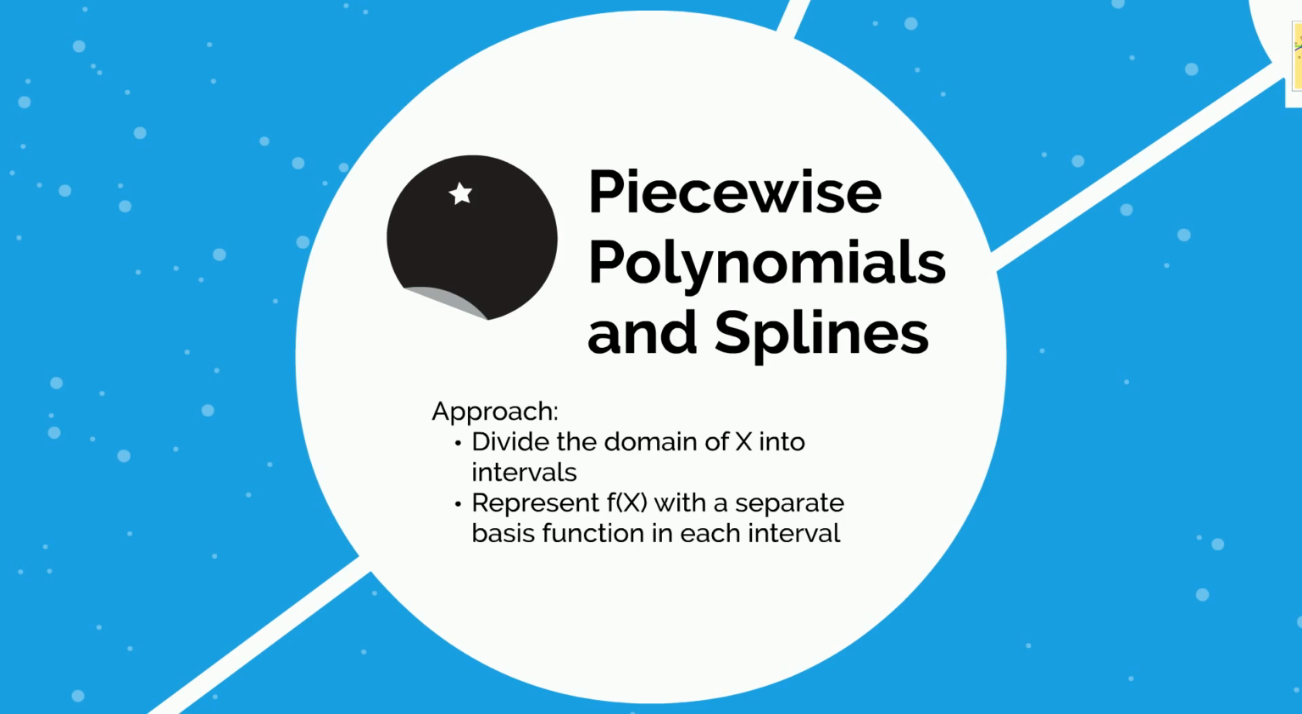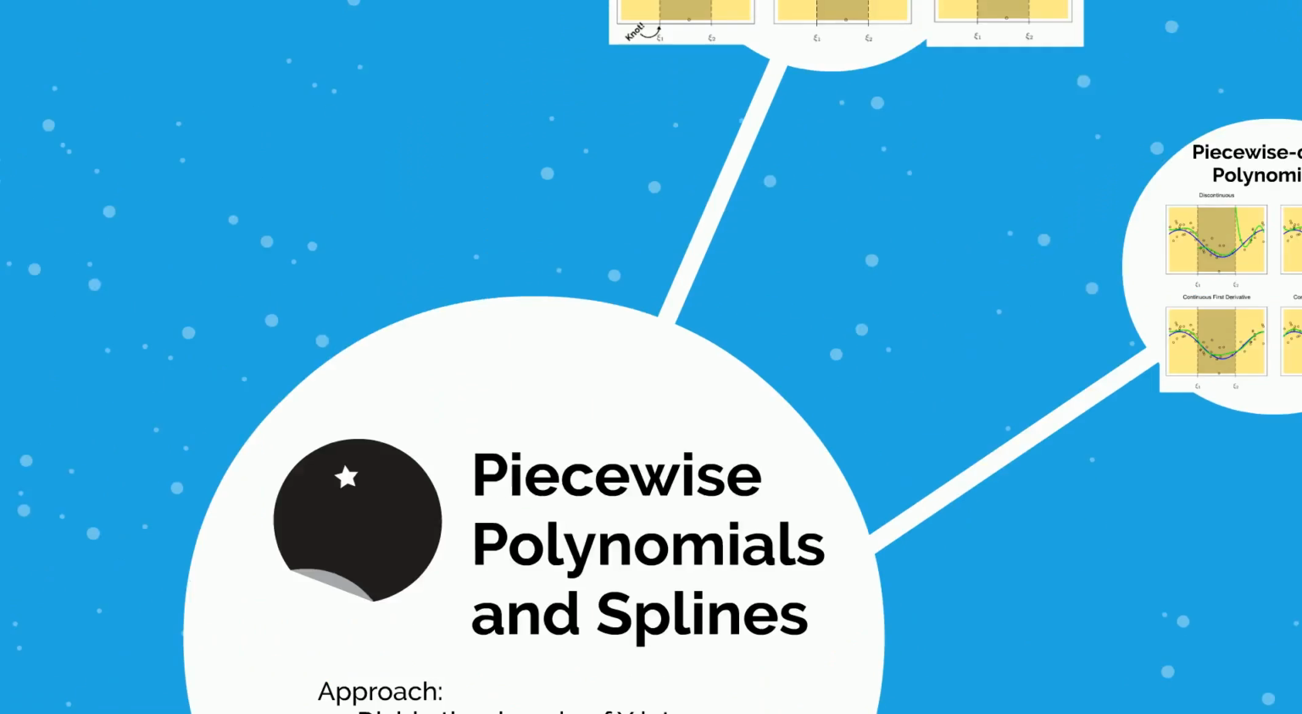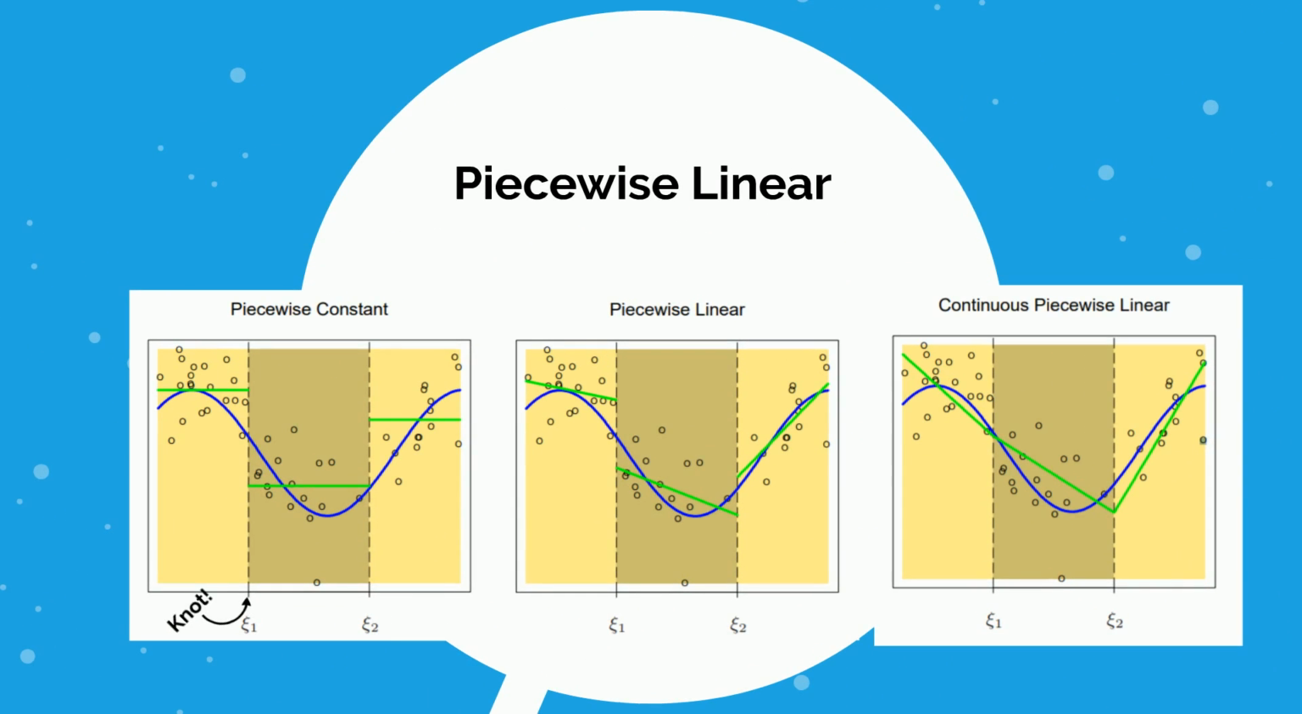So this avoids the problem of polynomials going wide or going crazy at the boundaries of our data, and allows us to actually separate them into different intervals so that we can more accurately represent them with these basis functions. Okay. So here we have a piecewise linear example to display kind of what I mean by this.